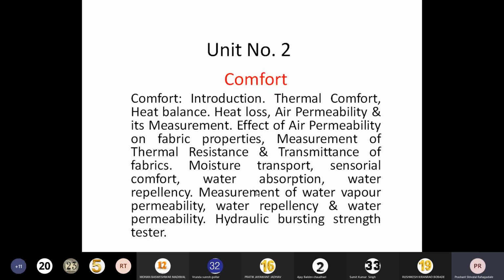So see, all these things that we talk about: thermal, heat, air permeability, thermal resistance, moisture transport, sensorial comfort, water absorbency, water repellency, measurement of water vapor permeability, water repellency, and water permeability. Okay. Then hydraulic bursting strength. This one is not related to comfort. Only hydraulic bursting strength is not related to comfort; the other things are all related to comfort. So all this we will study in unit number 2.